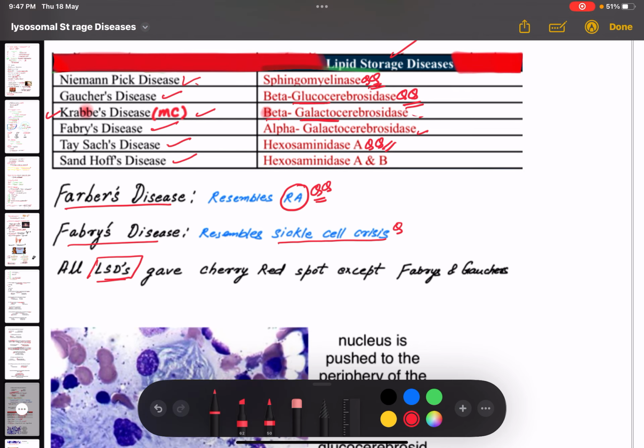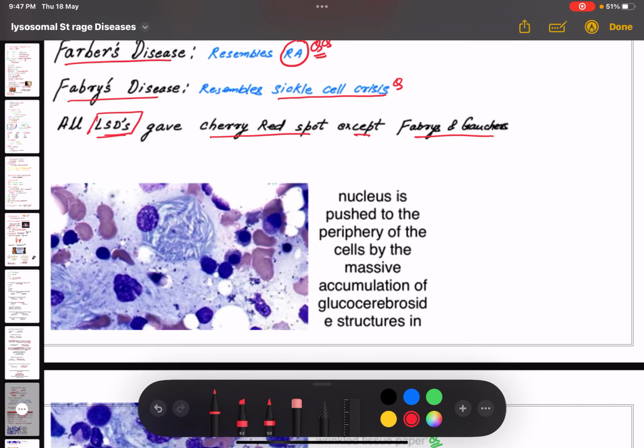All lipid storage diseases give a cherry red spot, except Fabry's and Gaucher's. They don't give a cherry red spot on the fundus examination.